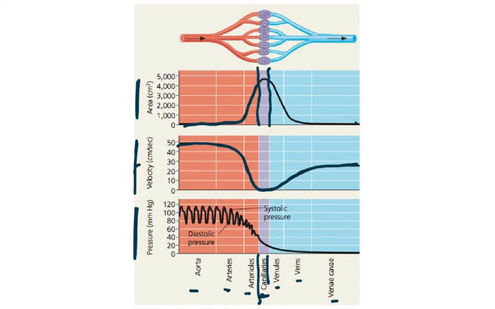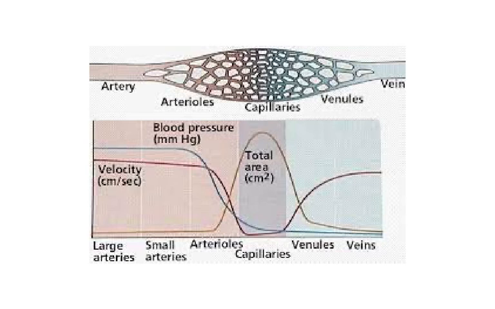So this is the difference that we have to understand: how the pressure, velocity, and the cross-sectional area change as we go from one blood vessel to the other. Here is another graph showing this, and we can see how the three different graphs are shown differently. So velocity, blood pressure, and total area, which is the cross-sectional area in centimeters squared.